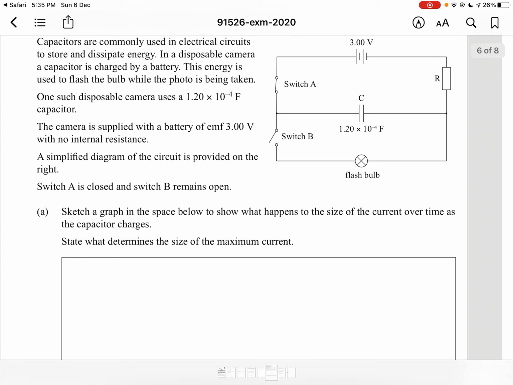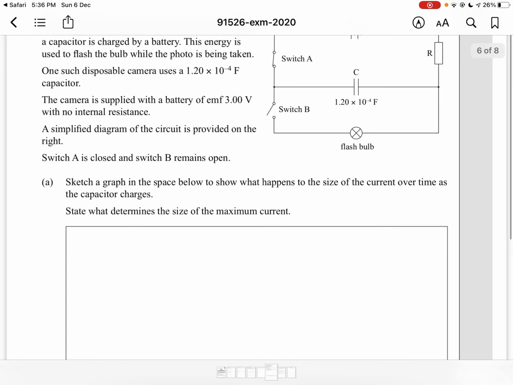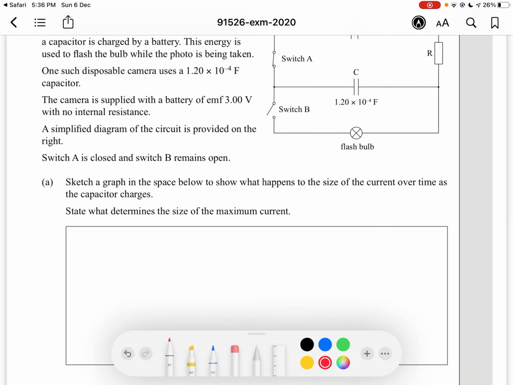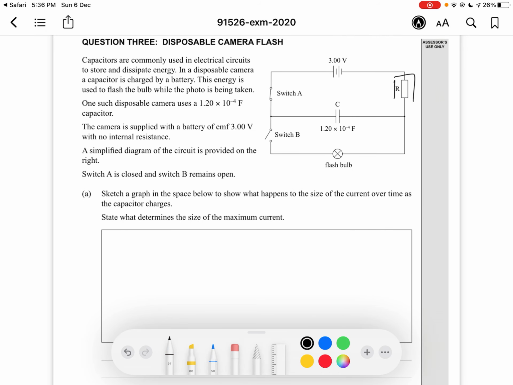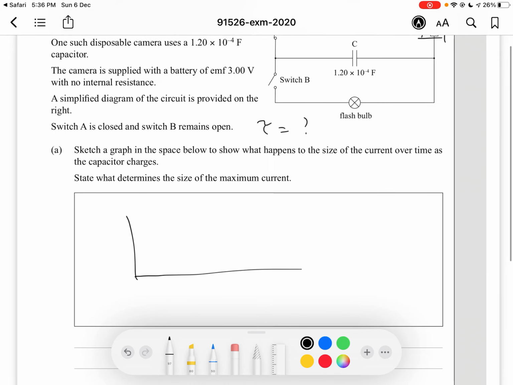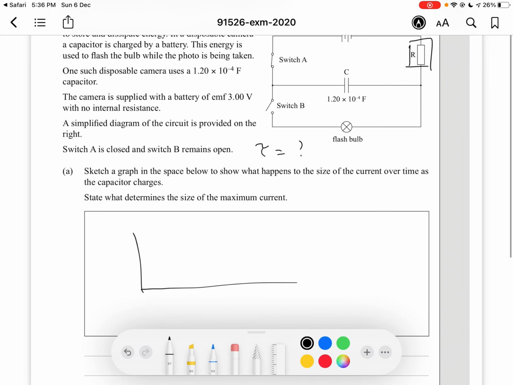A simplified diagram of the circuit is provided on the right. So switch A is closed and switch B remains open. Sketch a graph in the space below to show what happens to the size of the current over time as the capacitor charges. State what determines the size of the maximum current. Okay, so in terms of drawing the graph, since they're not telling us this resistance here, we don't know the time constant. So as long as we have the correct shape, it should be okay, okay? We just need to have a decent shape.